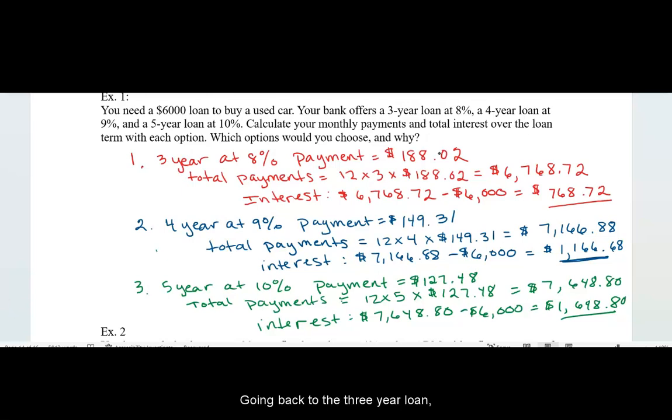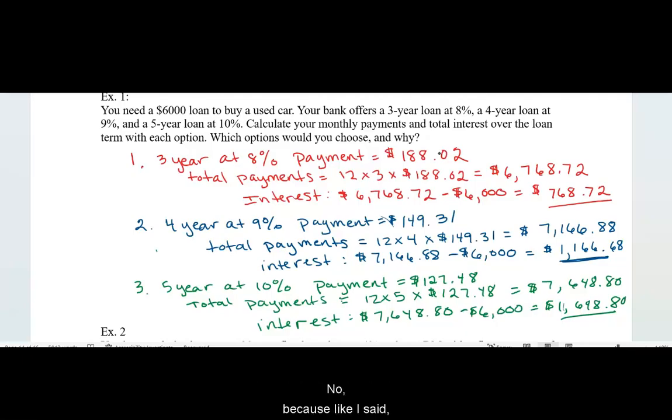Going back to the 3-year loan, your payments are $188. Compared to the 4-year and the 5-year loan, it is the higher payment. However, you're done in 3 years and you're only paying back $768.72 in interest. Let's jump down to the 5-year loan. Your payment is the lowest of the 3 loans, but yes, you're going to be paying more than double back in interest. Now, does that mean that you absolutely should only choose a 3-year loan?